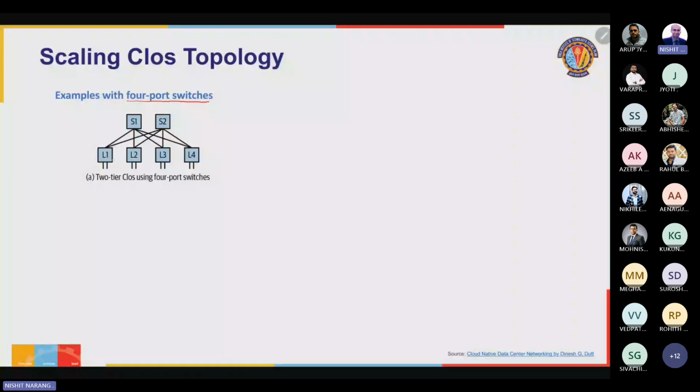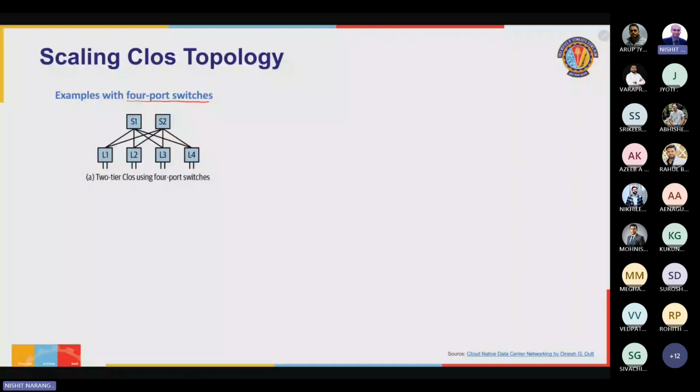How many servers do I have in this topology? How many physical servers have I been able to connect using this leaf spine topology with 4 port switches? Come on, it's simple. Am I missing chat? Yeah. Arup says 8, Jyoti says 8, and Yuvraj says 8. All of you are right.